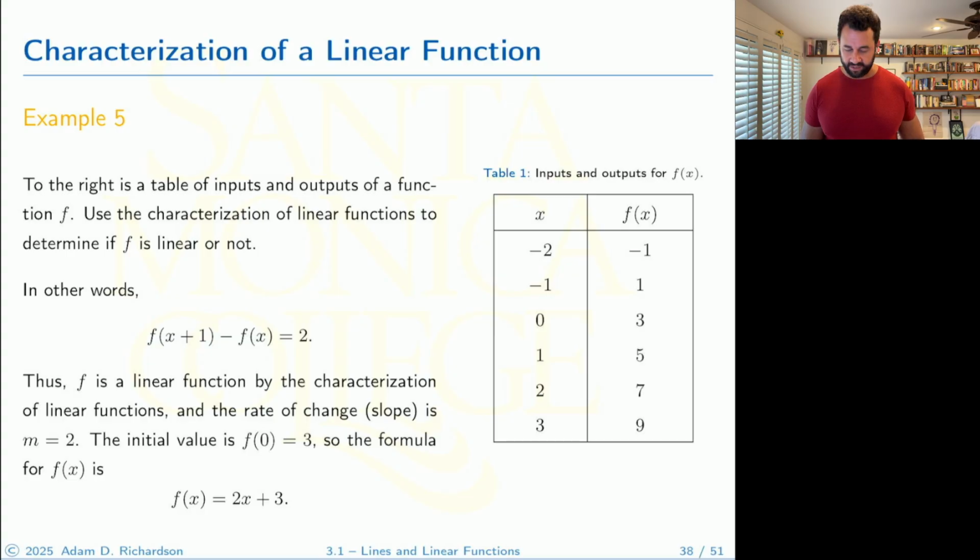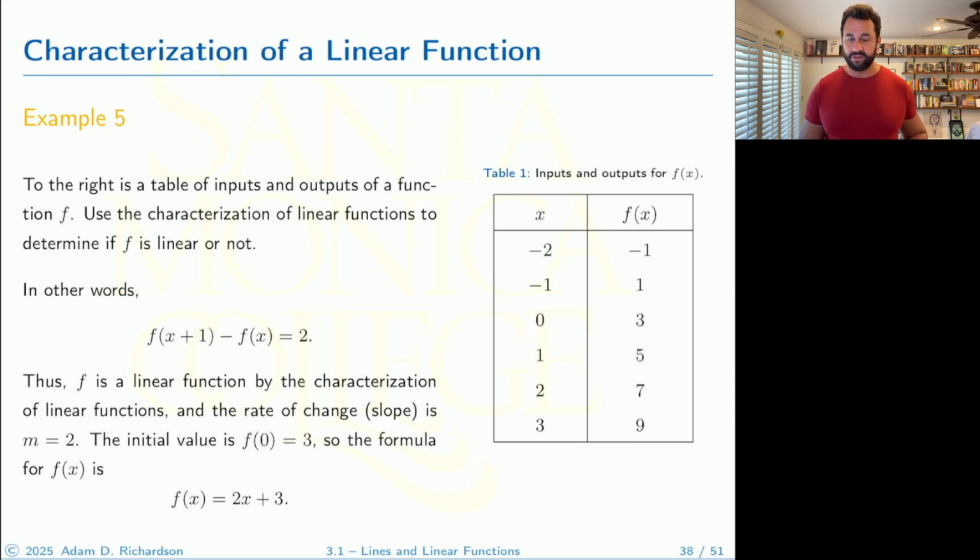Remember, the initial value is when x is equal to 0, and that's going to be 3. So we have the slope, we have the initial value, we have slope-intercept form of a line. Boom. There it is. So this is the formula for this linear function if you wanted to extend it to all real numbers. That's basically it. Slope, intercept, slope-intercept form of that linear function. Cool stuff. So that's the characterization of a linear function.